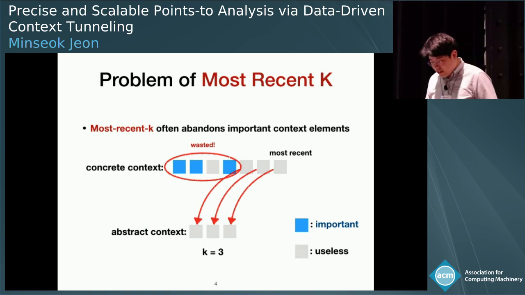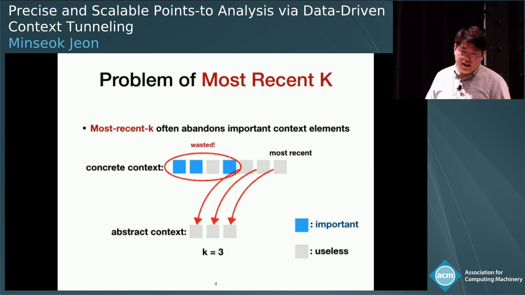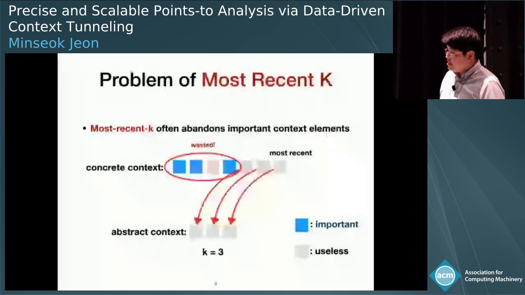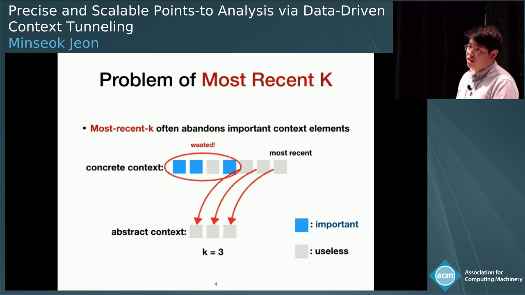However, most-recent-k context abstraction has a serious problem: it often abandons important context elements. Let's assume blue ones are important and gray ones are useless context elements, and k is 3. In this example, most-recent-k context abstraction abandons all the important context elements because they are not in the recent k.